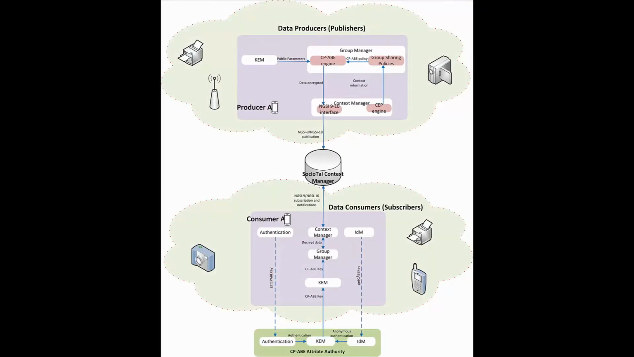The SocIoTal Group Sharing application for Android is intended to enable a secure information sharing mechanism with a group of entities. In particular, this application makes use of the Ciphertext Policy Attribute-Based Encryption, or CP-ABE scheme, to encrypt data which is shared through the SocIoTal Context Manager.